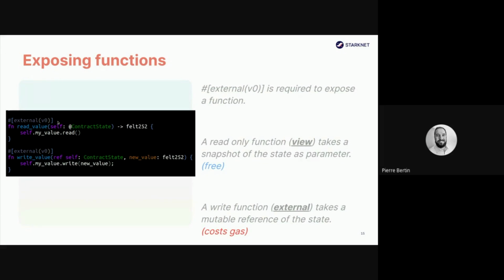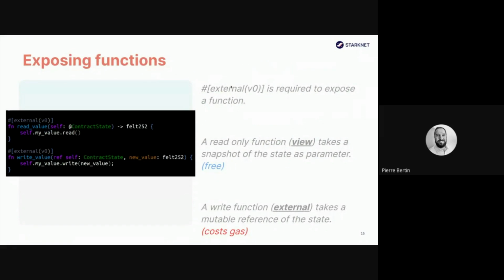And here you can see there are two ways of writing it. I have a self with an @ here, which is a snapshot. A snapshot is just a read-only reference on a variable. So when you accept a snapshot with this @ symbol, you know that you cannot modify it, okay? And then we have a write value here, which is taking a ref self, which is a reference on a variable that you can modify, okay? So it means here we have two functions.